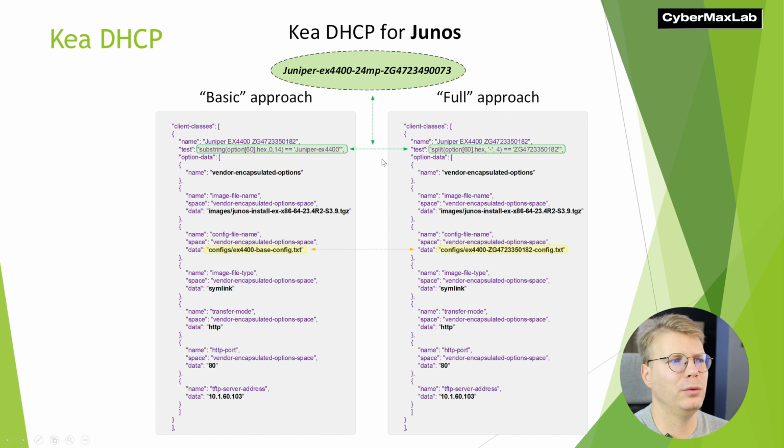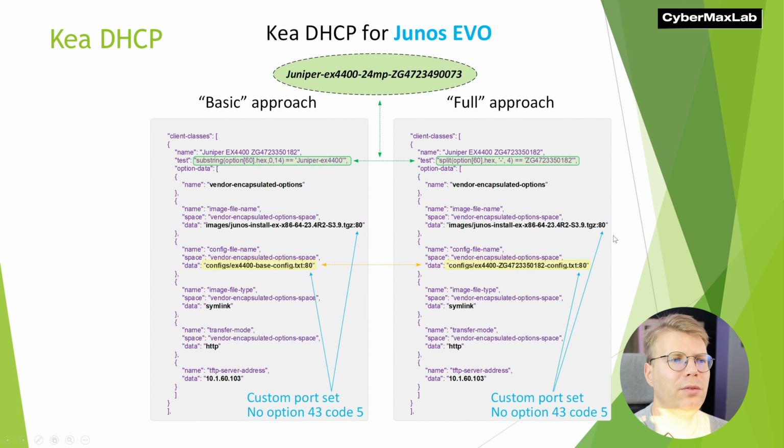Again, same idea. On the left side, we just matched that it starts with Junos EX4400 and provide base config. On the right side, we verify serial number using split -4, and then we provide the unique custom configuration file. For EVO, same idea, again, no code 5, and port is set in the end of the line. Again, in this case, you can omit it. I just put it as an example if you use a non-standard port, right, like 8080, for example.